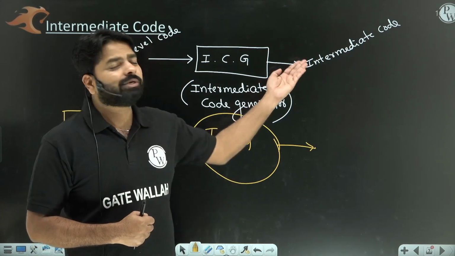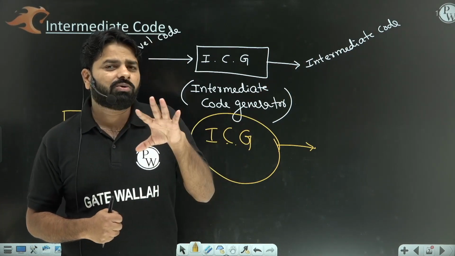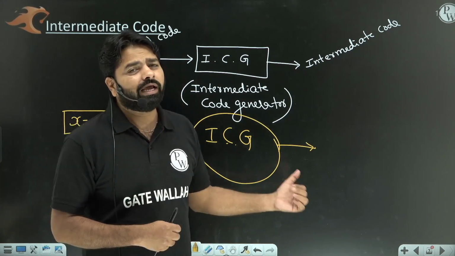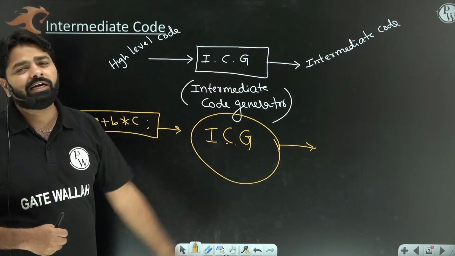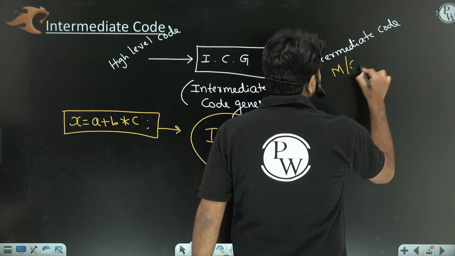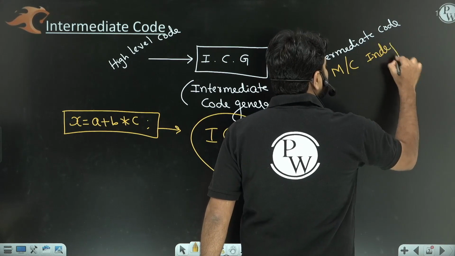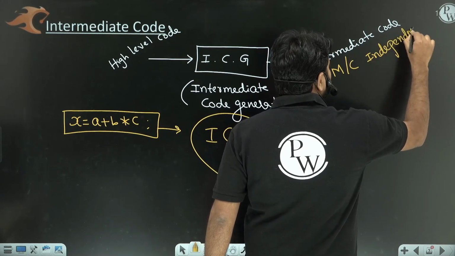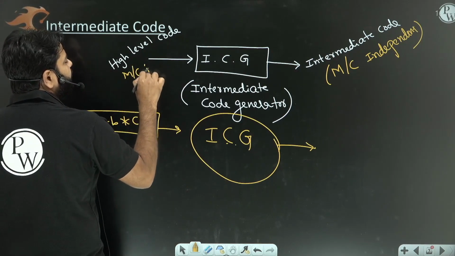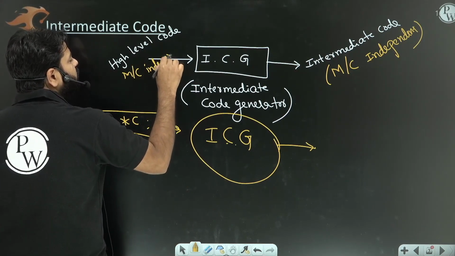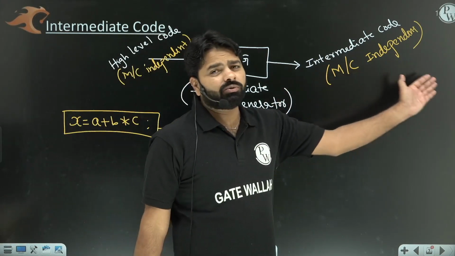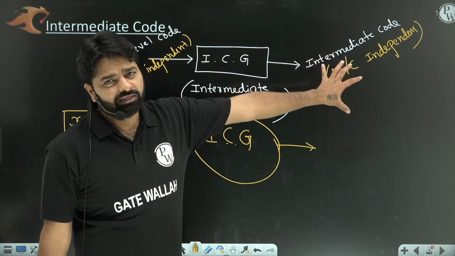So this intermediate code is going to help you. It's going to be very near to assembly code and looks like high level code. So that's a very special feature of intermediate code. This is machine independent, no doubt. Even this high level code is also machine independent. But what is the advantage of having intermediate code? It will become so easy to convert into assembly code. That is the reason we prefer intermediate code here.